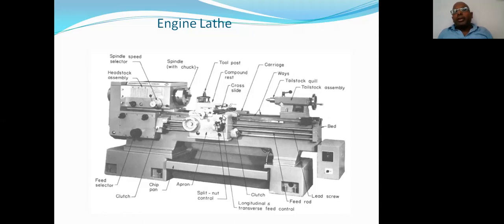So this carriage supports the tool post and compound rest. In addition to that, it supports the cross slide also.